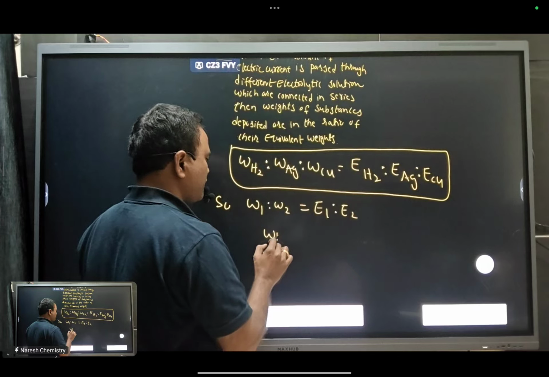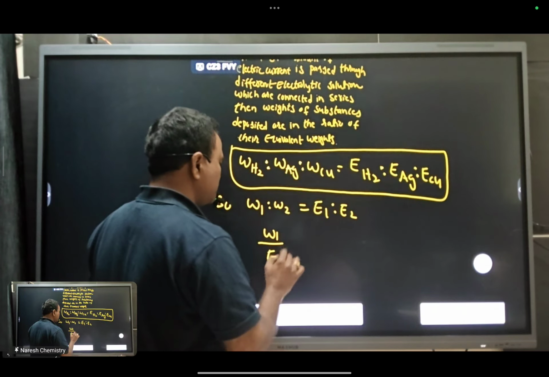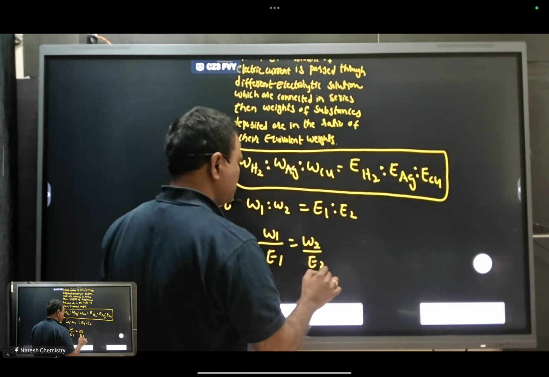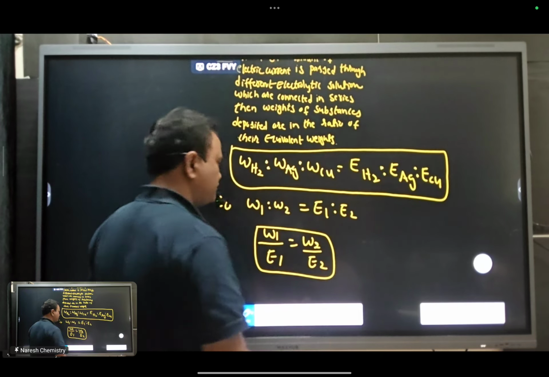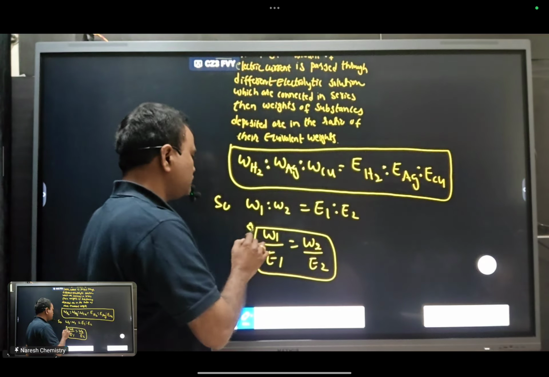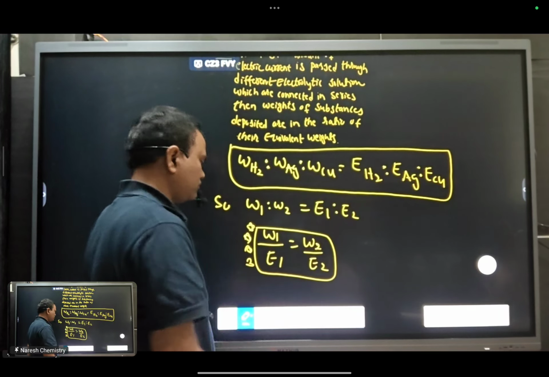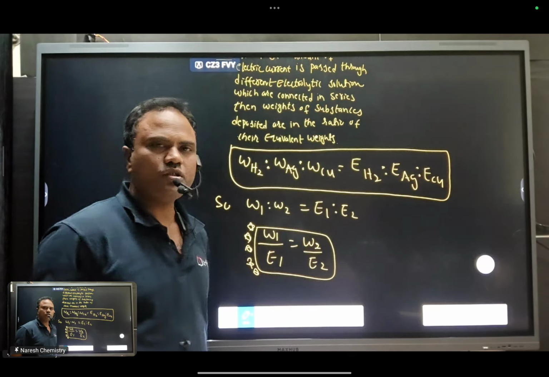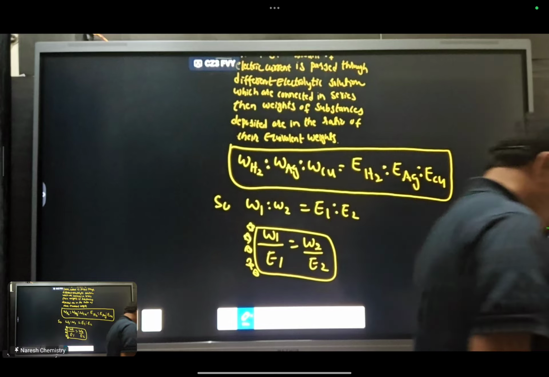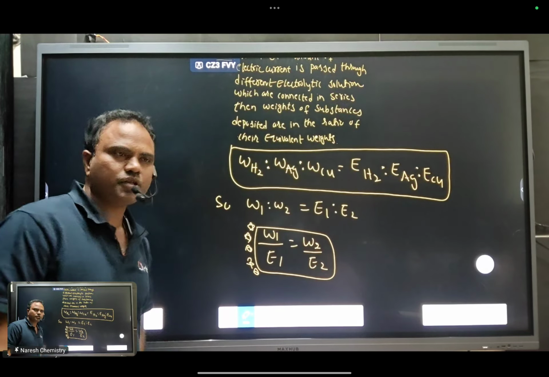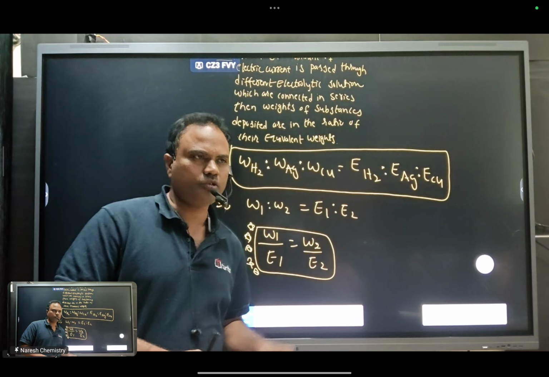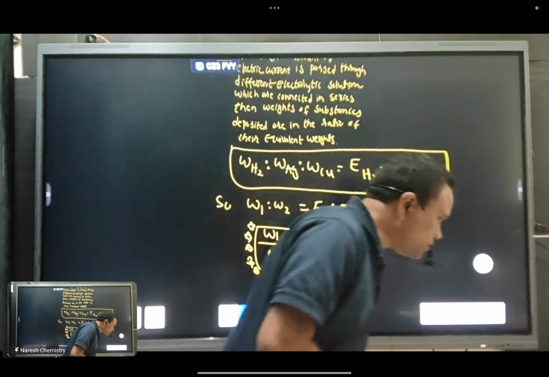From this, tell me, W1 by E1 is equal to W2 by E2, can we write like this? This is Faraday's second law. Faraday's first law is very important and we completed questions on it also. This is Faraday's second law. I'll give you one question also based on this. Is the screen clear?